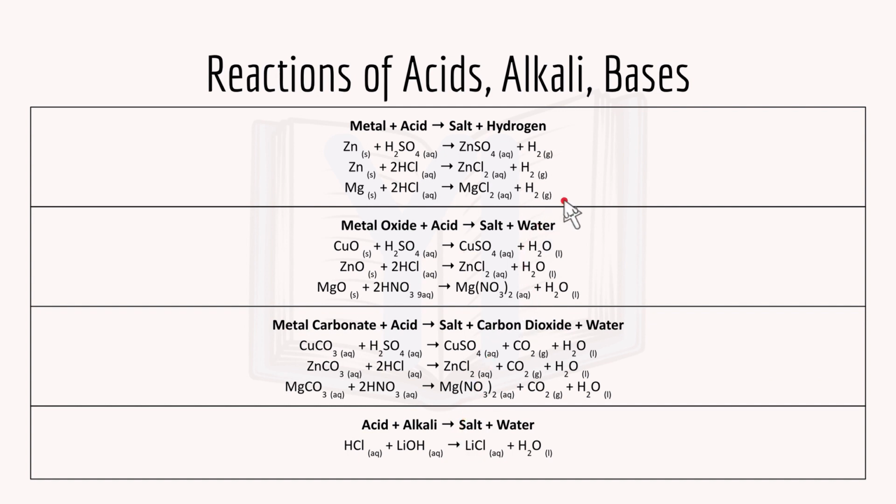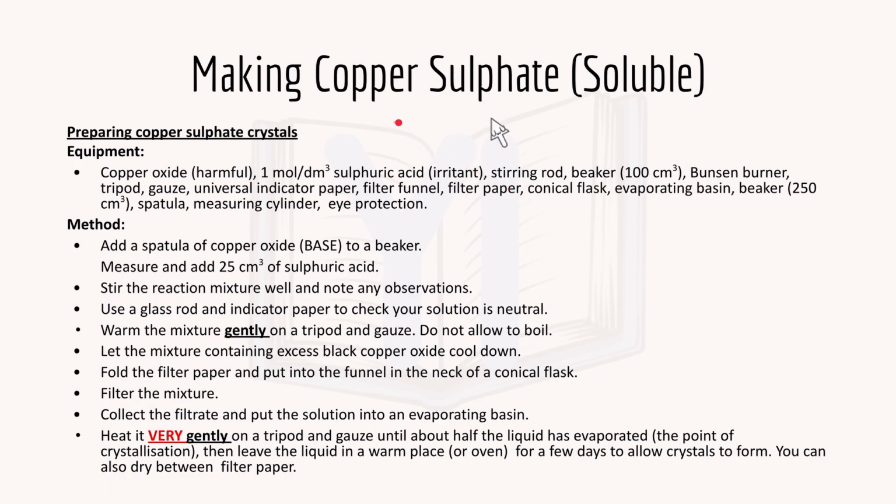So we have more reactions of acids, alkalis and bases. We have MASH, metal oxide, metal carbonate as we talked about just now, and the neutralisation reaction. So then we have making a soluble salt, which is copper sulphate. So here's preparing copper sulphate crystals.